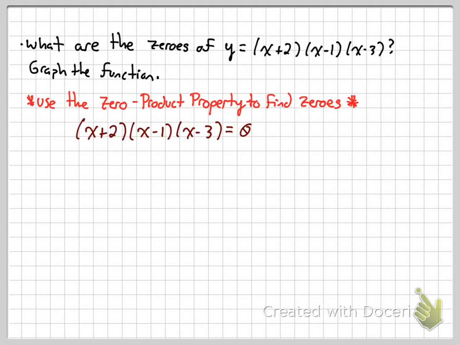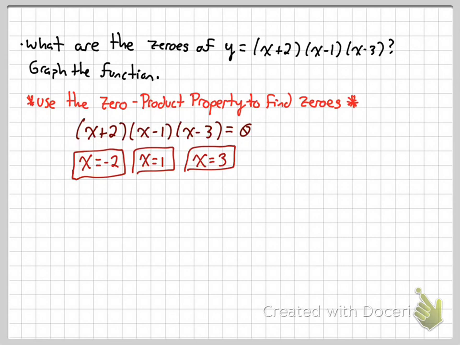So using the zero product property, I can easily look at this equation and think about, okay, what could x be to make this whole equation be 0, aka my values of my zeros. So looking at this, in that first parentheses, x could be negative 2. For the second one to work, x could be 1, and x could be 3. So right out the gate, I already have 3 coordinates to be able to graph this polynomial function.